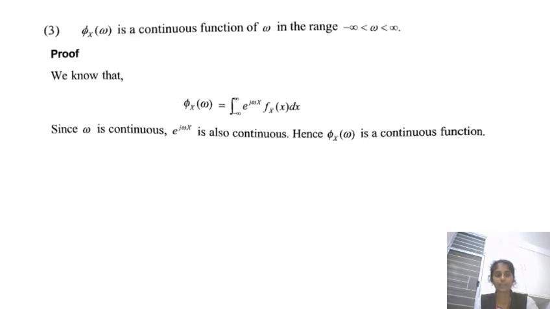Third property. φx(ω) is a continuous function of ω in the range minus infinity to infinity. Proof. We know that φx(ω) equals the integral from minus infinity to infinity of e^(jωx) into fx(x) dx. Since ω is continuous, e^(jωx) is also continuous. Hence, φx(ω) is a continuous function.